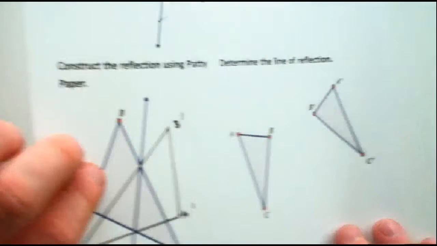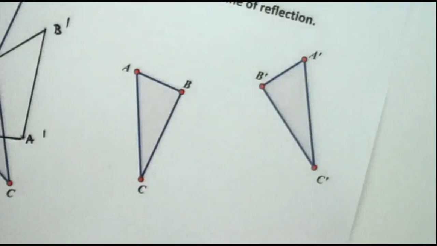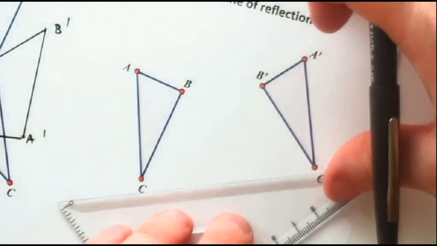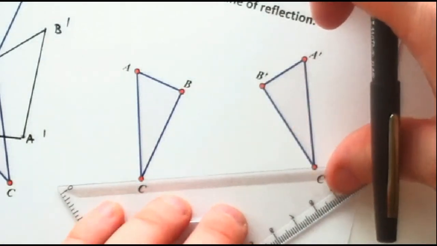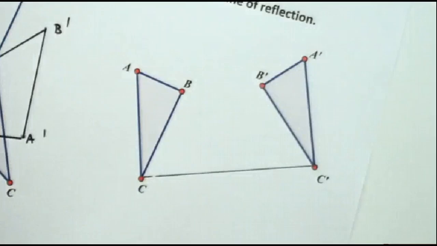The last thing says determine the line of reflection. So actually what's happening here is we already have the reflection that's taken place, and what we want is the line. Now remember, the line of reflection by definition is the perpendicular bisector of AA prime, BB prime, CC prime. So all we actually have to do is just create the perpendicular line through the midpoint of one of these pretend segments. So if I can create the perpendicular bisector through CC prime, I will have the line of reflection.